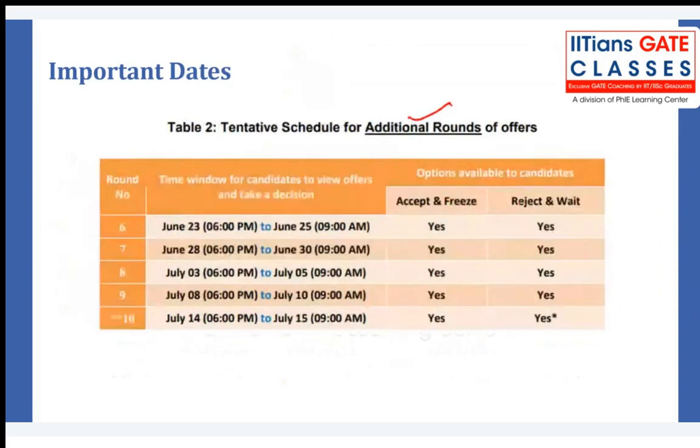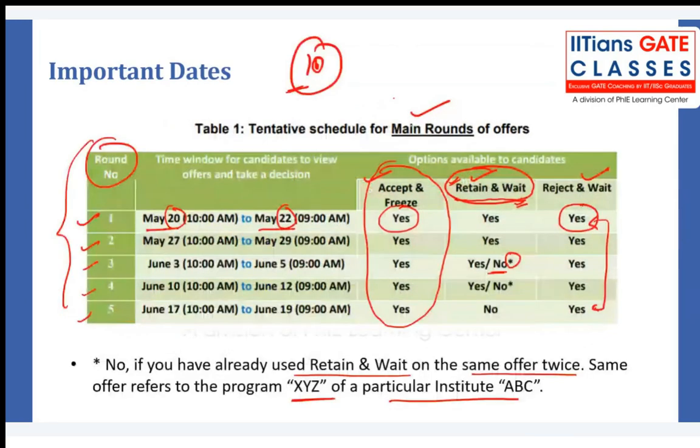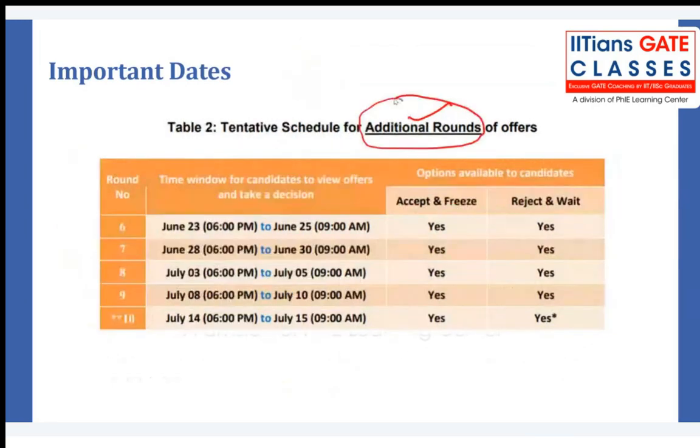Okay. And for additional rounds, suppose you're not satisfied in these main rounds, you haven't got your choices. Then what you can do, you can go for additional rounds. So I will be discussing these points, the 10th round. You see here in the 10th round, there will be a possibility that if IIT has some vacant positions, they still have to fill the vacant seats. They might conduct the 10th round as well.